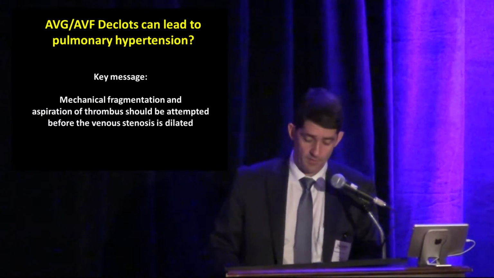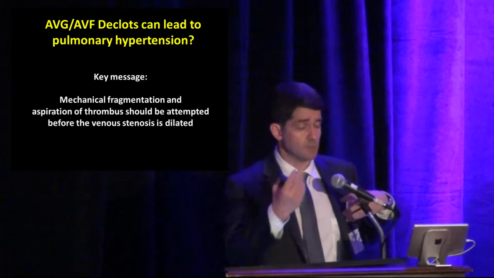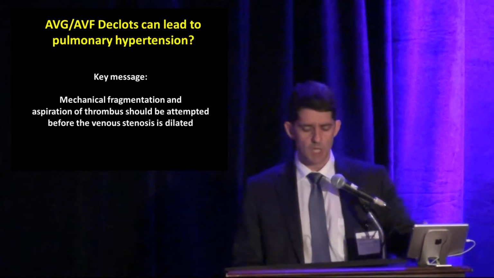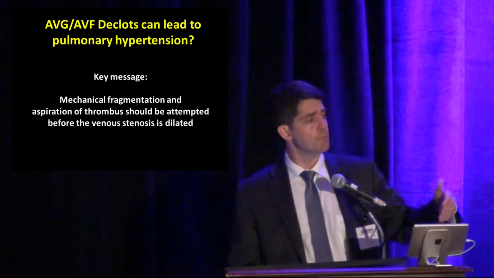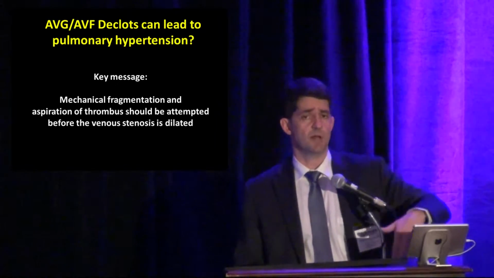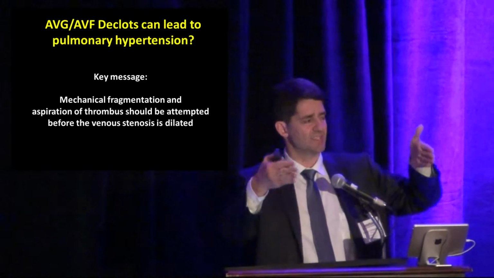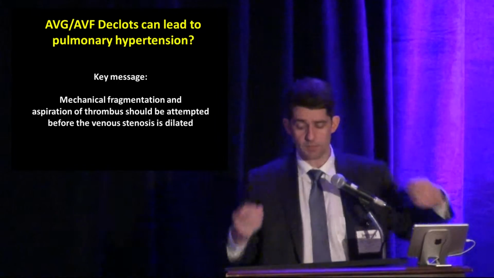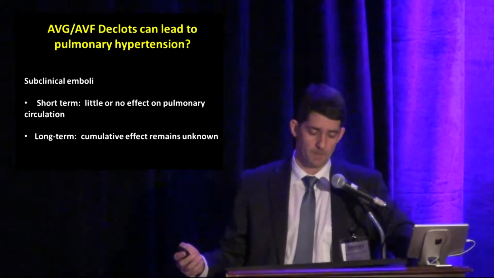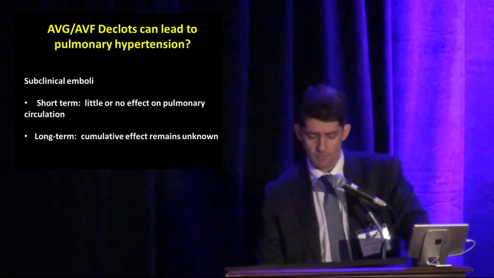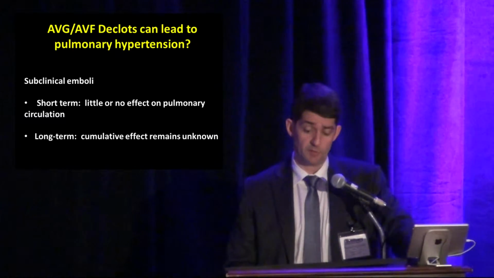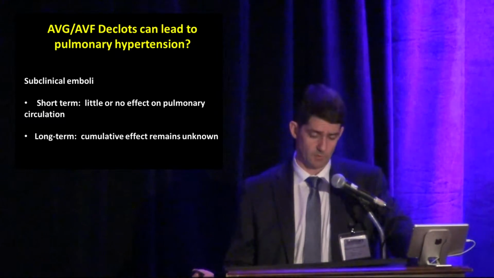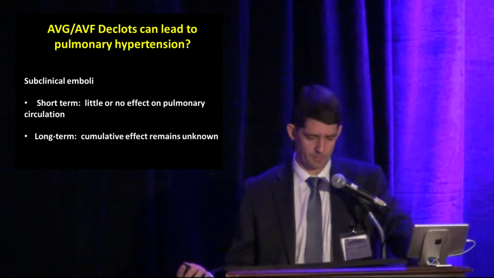The key message in this study, and that's what we try to teach our fellows, is that mechanical fragmentation, using whatever device you want to use, or an aspiration catheter, should always be done before we open up the anastomosis that is stenotic. So try to have a compartmentalized, closed system. Before you open up the venous stenosis, try to remove as much clot as possible to decrease the chance of PE. In terms of subclinical emboli, this study shows that in the short term there's little or no effect on pulmonary circulation. However, the long-term effect is unknown, as the follow-up is only 1 year. And that's the conclusion of this paper.